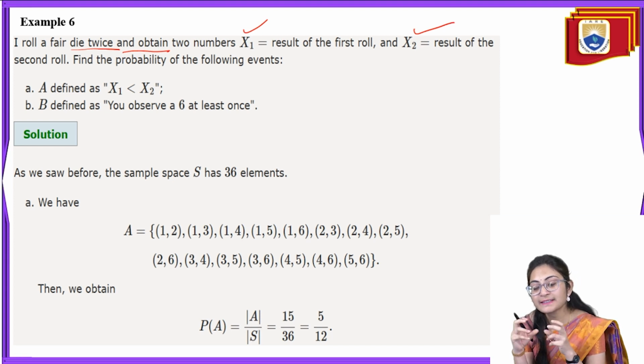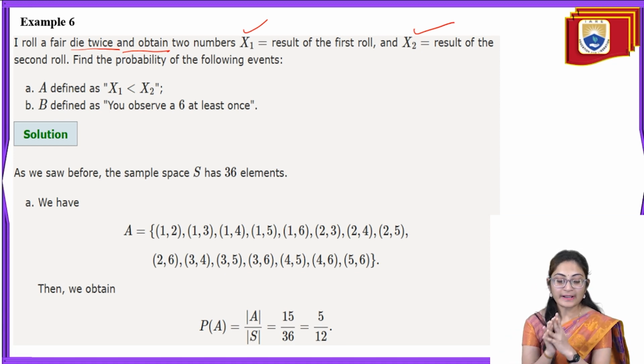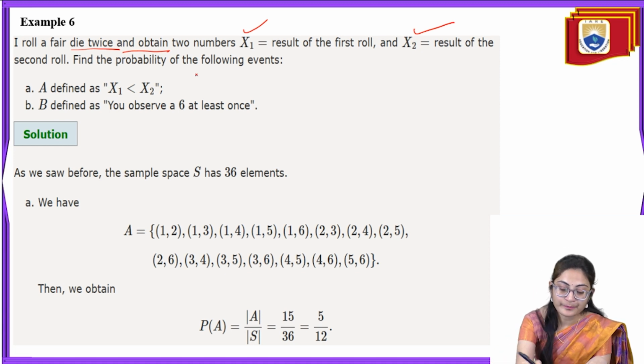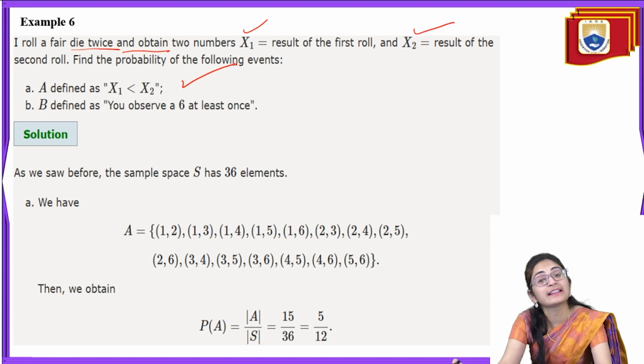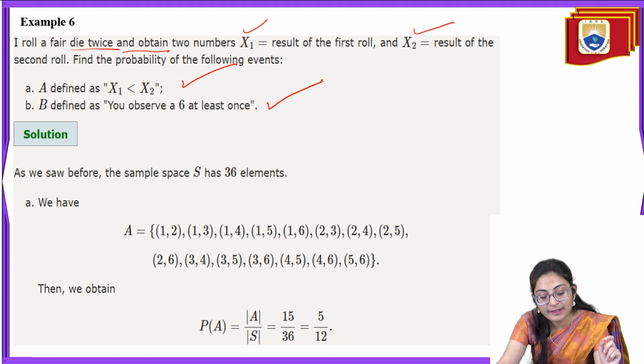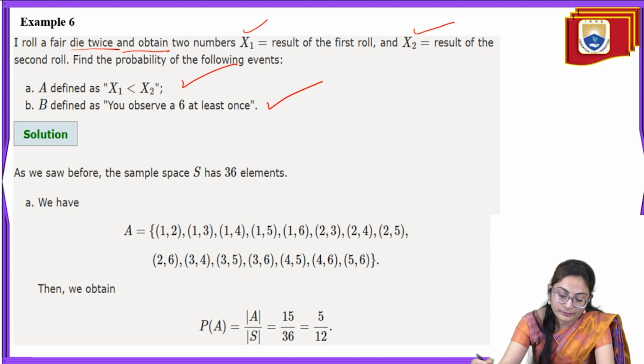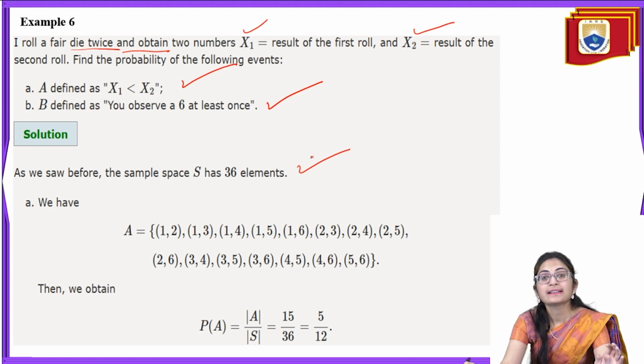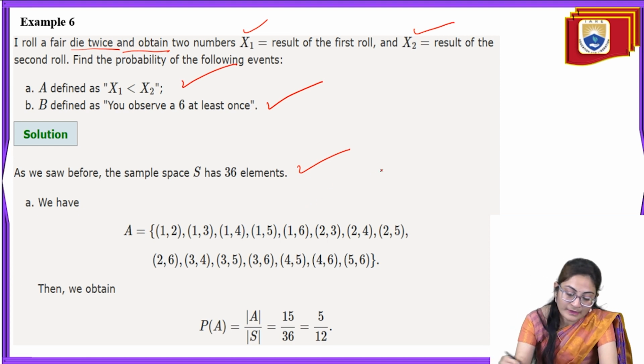X1 is the result of the first roll and X2 is the result of the second roll. So find the probability of the following events. A is defined as X1 less than X2, and B is defined as you observe a 6 at least once. As we saw before, the sample space S has 36 elements.